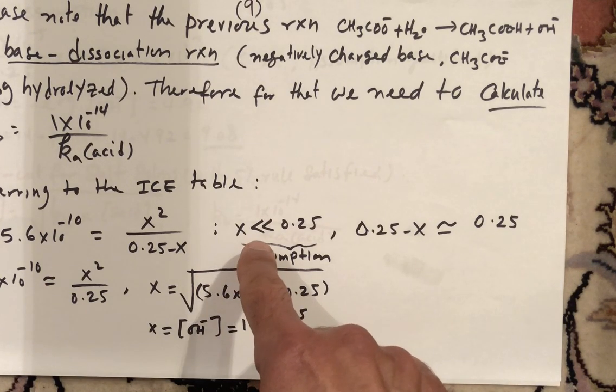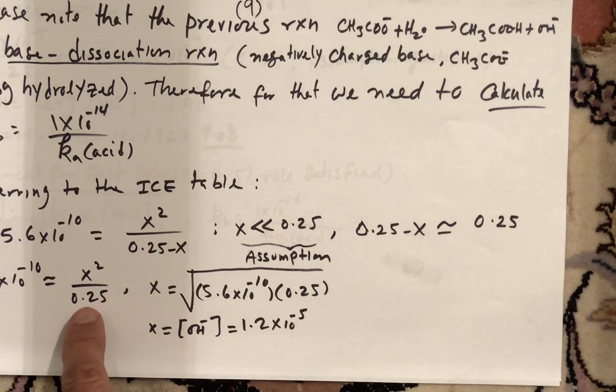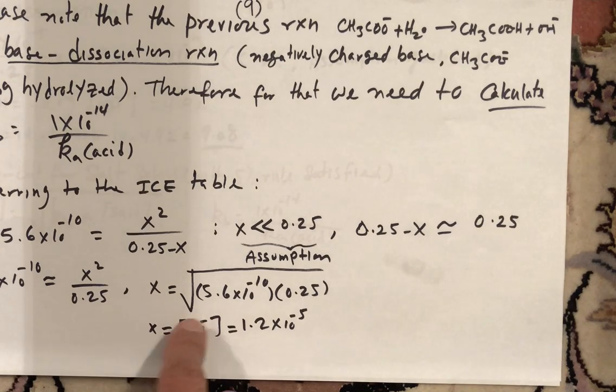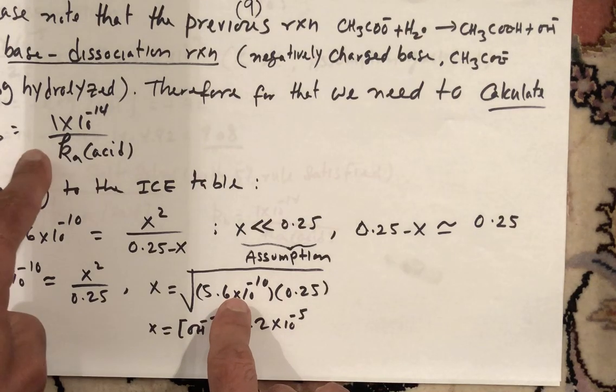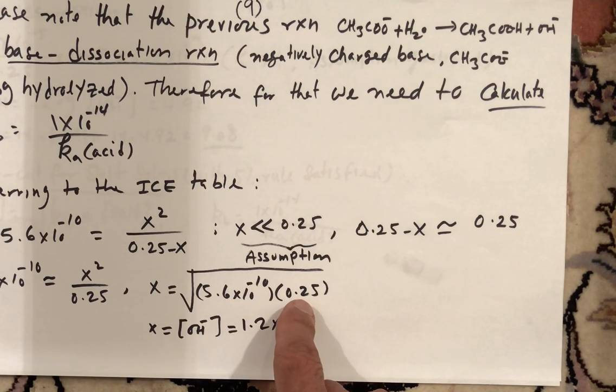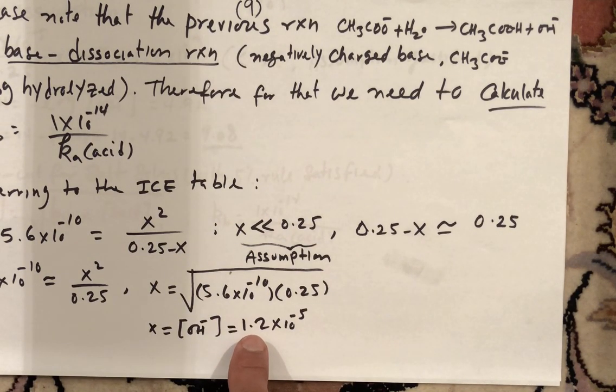Now we are going to assume that x is much smaller than 0.25, so therefore that becomes what? That becomes this equation, right? We just ignore x here in the denominator. And then x is basically the Kb that we calculated here times the initial concentration of the salt, and then take the square root of that. And that's, remember, x in this ICE table now is OH minus, not H plus, okay? x is H plus when you're dealing with the acid dissociation reaction, but it's OH minus when you're dealing with base dissociation reaction. So x is 1.2 times 10 to the negative 5 when you take the square root of that product.